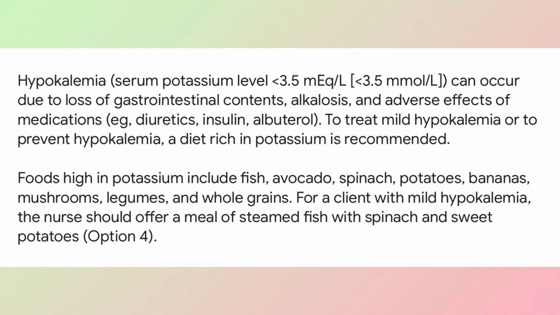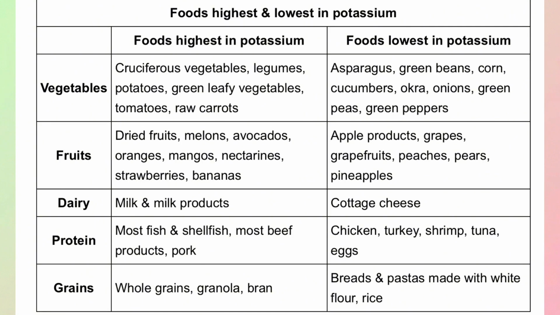Hypokalemia can occur due to loss of gastrointestinal contents, alkalosis, and adverse effects of medications, e.g., diuretics, insulin, albuterol. To treat mild hypokalemia or to prevent hypokalemia, a diet rich in potassium is recommended. Foods high in potassium include fish, avocado, spinach, potatoes, bananas, mushrooms, legumes, and whole grains. For a client with mild hypokalemia, the nurse should offer a meal of steamed fish with spinach and sweet potatoes, option 4.